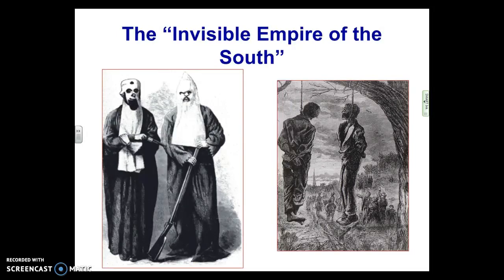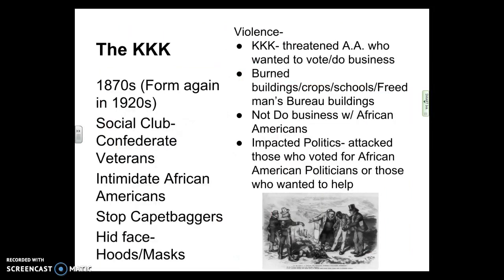The last group we're talking about here is the KKK, the Invisible Empire. The idea being, what happens to the South. There was some violence against African Americans and those that helped African Americans in the South from the KKK. You saw lynchings, attacks, all that kind of stuff going on. The KKK, Ku Klux Klan, was actually a social club for Confederate veterans originally, veterans from the Civil War who would meet together and hang out, all that kind of stuff.